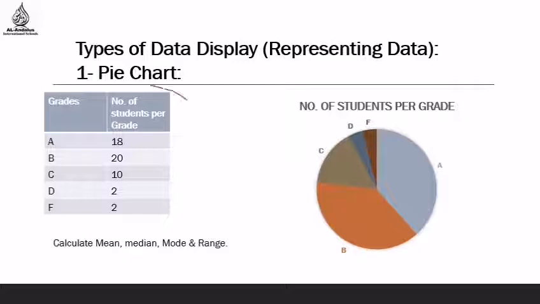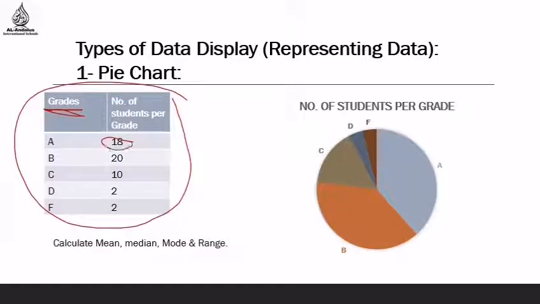For example, I have this table. In this table, it is representing the grades of the students versus the number of students per grade. For example, I have 18 students that got A in their quiz, 20 students that got B in their quiz, 10 students that got C in their quiz. So this is the data. I want to represent this table in a way that I can understand the data quickly without any problems.